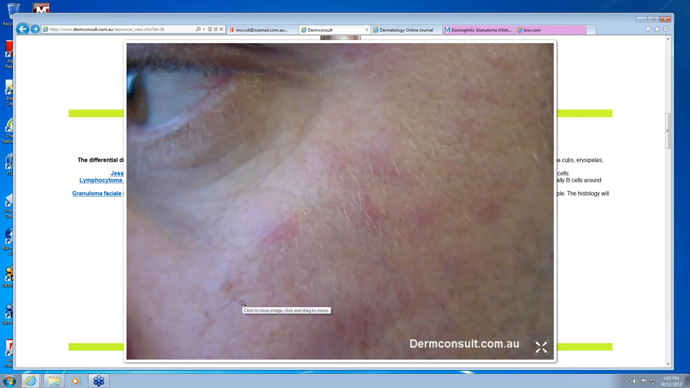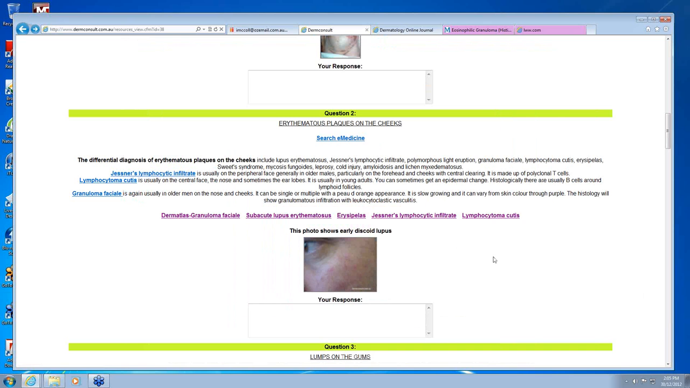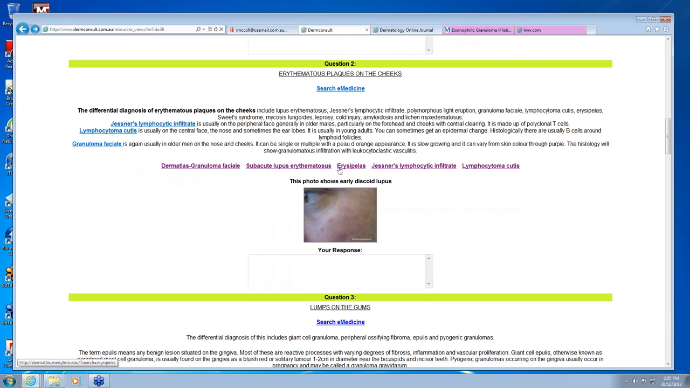This photo here showed some early discoid lupus. Now there's not a lot of scale there. You've just got a red, slightly infiltrated series of small infiltrated plaques on the face here. It'd be tough to make a diagnosis of lupus from this, and so often in these you have to do a little skin biopsy to see what's going on.